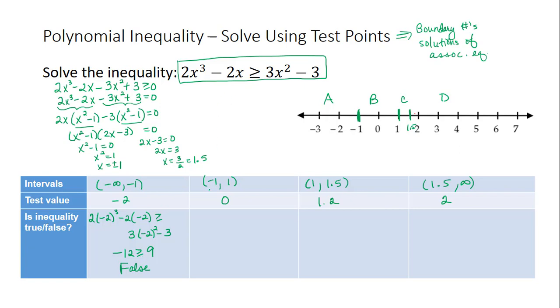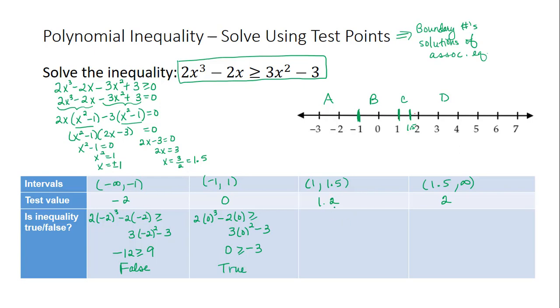Our second test point is 0, which is easier to work with. We would plug in 0 in place of x to get 2 times 0 cubed minus 2 times 0. Is that greater than or equal to 3 times 0 squared minus 3? On the left, we just get 0 is greater than or equal to negative 3. And that is a true statement.